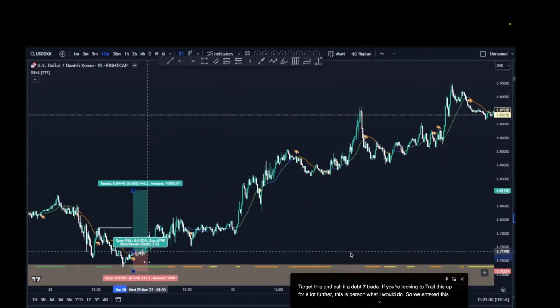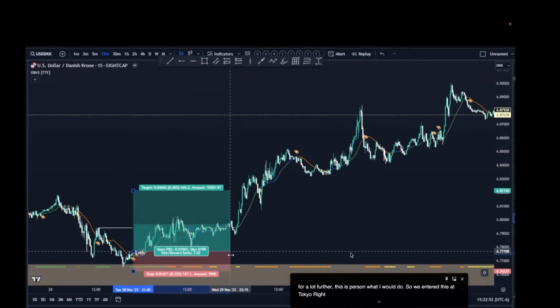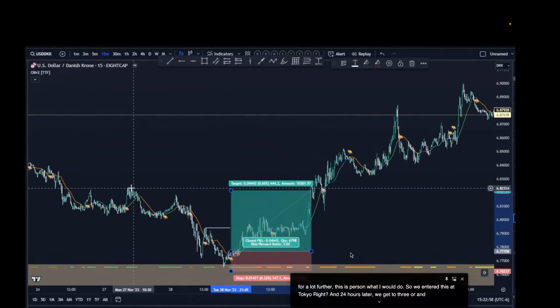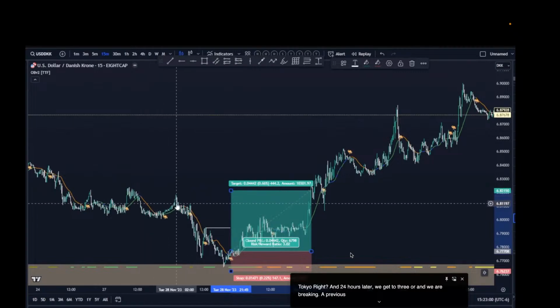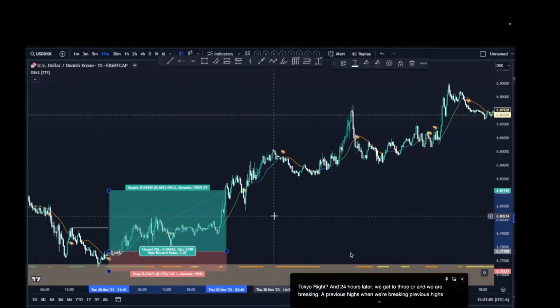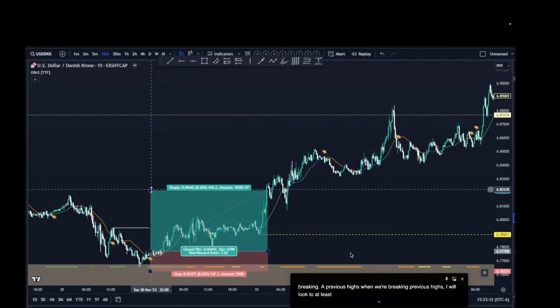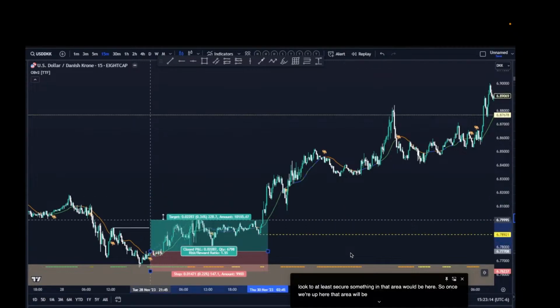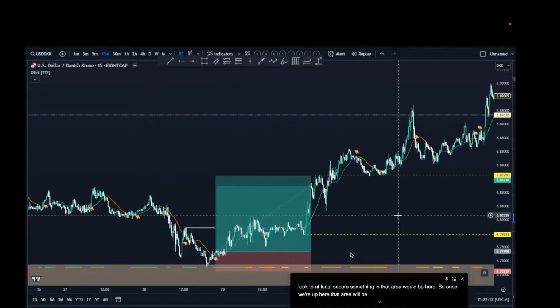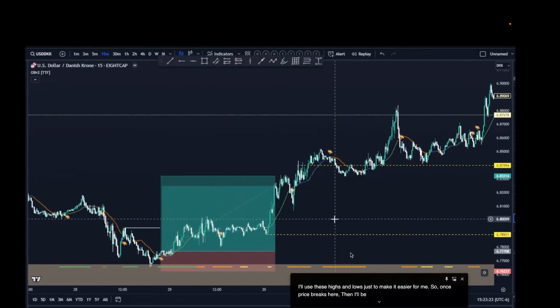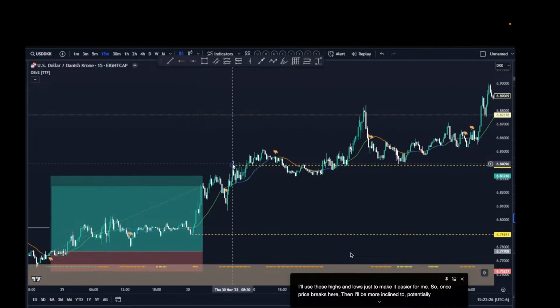So we entered this at Tokyo, right? And 24 hours later, we get to 3R and we are breaking previous highs. When we're breaking previous highs, I will look to at least secure something. And that area would be here. So once we're up here, that area will be at this point, which is about a 0.8. And I'll use these highs and lows just to make it easier for me. So once price breaks here, then I'd be more inclined to potentially bring this up. But I would like to see more time here.